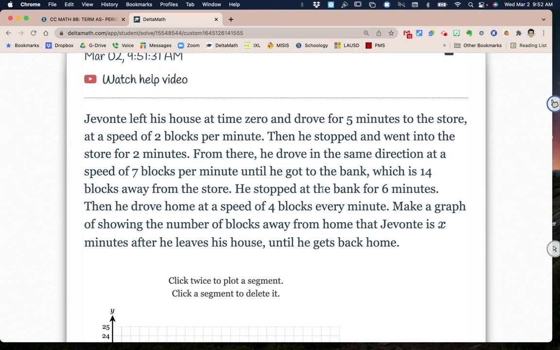From there, he drove until he got to the bank, which is 14 blocks away from the store. Okay. He stopped at his bank for 6 minutes. Then he drove at a speed of 4 blocks for every minute until to make a graph of the, okay, so we got to make another graph. So let's just take it step by step.